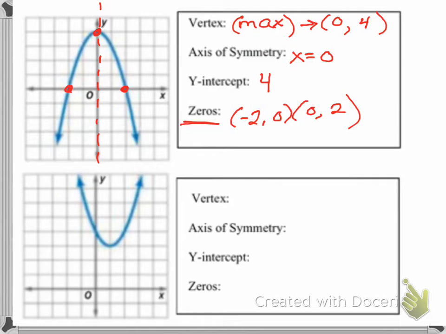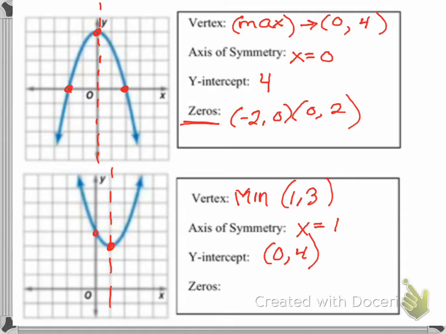And then our final example here, I see that I have a minimum. And that minimum is approximately that point there, which is 1 and 3. My axis of symmetry, that line of symmetry, is going through x is equal to 1. I see my y-intercept is at 4, so 0, 4. And I like this one with the zeros. There are no zeros. Okay, so I'll say not applicable. All right, that parabola never crosses the x-axis.